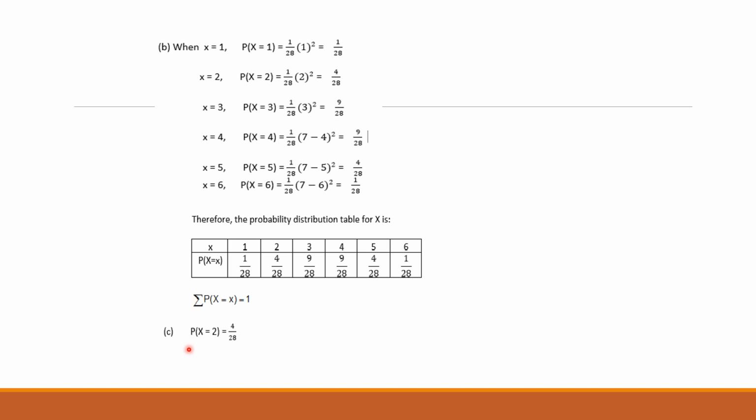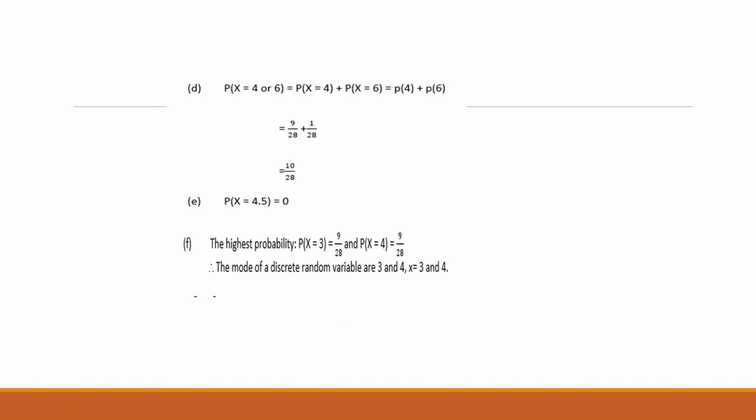For question C, find probability x equals 2. You can directly have the answer from the table, which is 4 over 28. Question D, find probability x equals 4 plus x equals 6. So total these two probabilities, you should get 10 over 28.